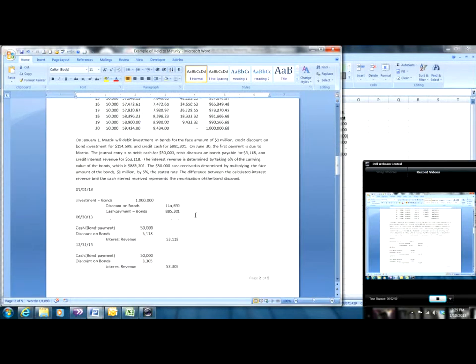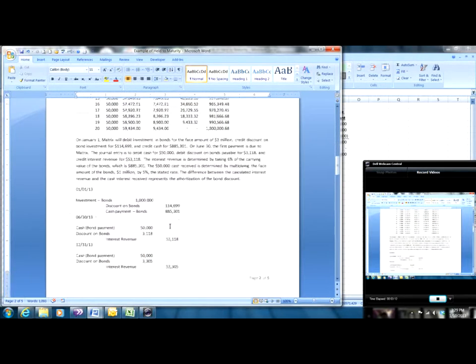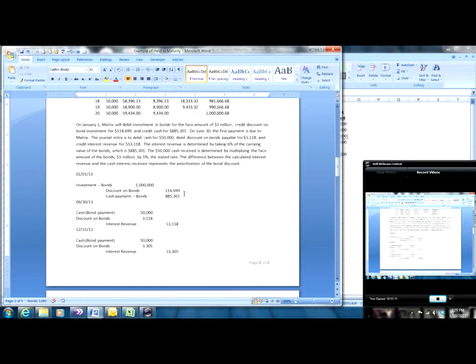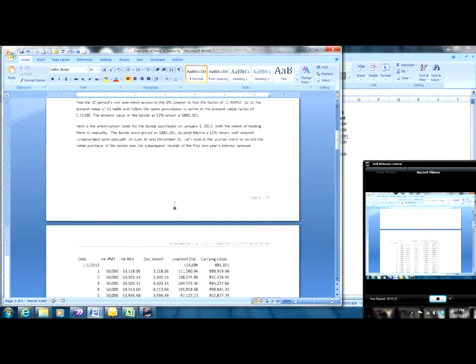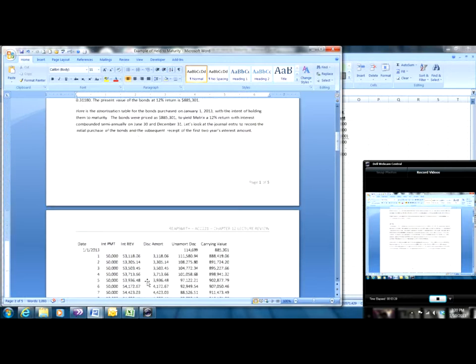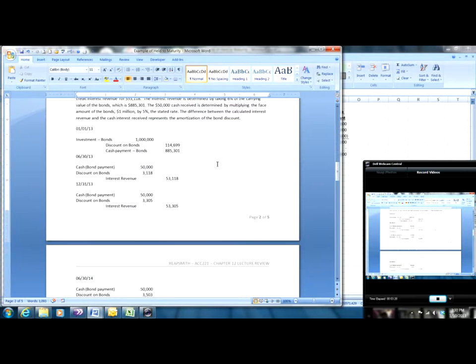Okay, so here are the journal entries. This journal entry here on January the 1st is the purchase. So we're going to debit our investment account for bonds for $1 million. We've figured out what the discount is going to be. We did our amortization here. And so we're going to credit the discount on bonds. And then our cash payment for the bonds would be the present value amount that we calculated from the factors from the tables.